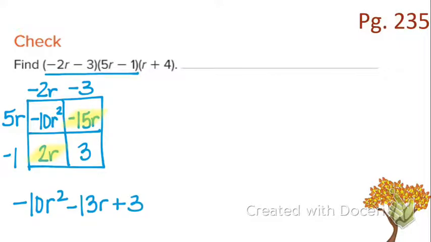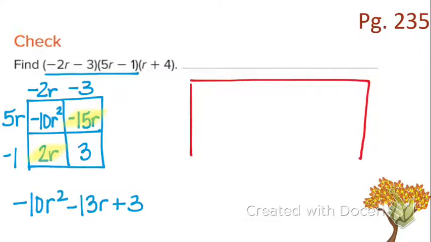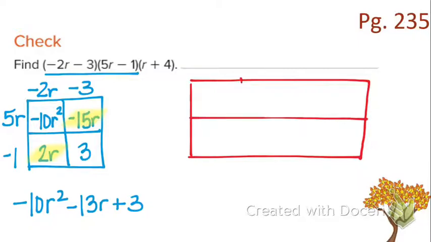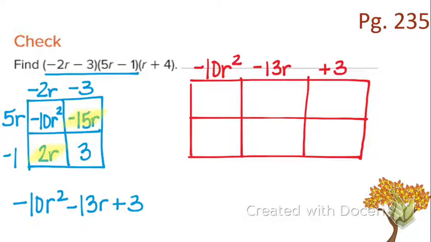So now we're going to make a second box. And in my second box, I'm multiplying the answer I got in step 1 by r plus 4. So the second box is going to be a little bit bigger. So let's make our second box a little longer. So we're going to have our negative 10r squared, our negative 13r, r plus 3. Then down the side, you have r plus 4. All right, take a second, fill in all 6 of your squares.